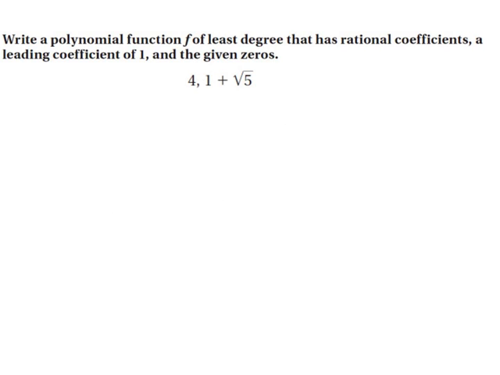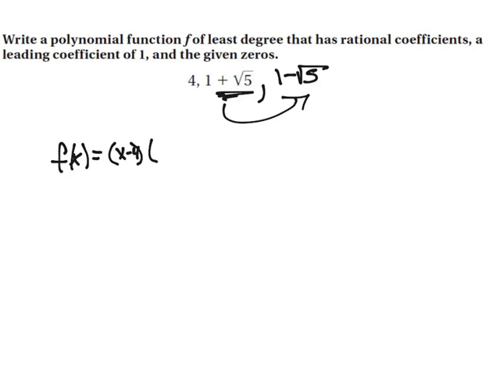But sometimes you're going to have irrational ones, like this one. 1 plus square root of 5. Well, if there's a rational of that, then there is the irrational of it. There's the other irrational of that, of 1 minus square root of 5. So if you get an irrational, you're going to have to find the other irrational, which just means it's the conjugate of that. Okay, so then we need to set this up. So f of x equals x minus 4, x minus 1 plus square root of 5, x minus 1 minus square root of 5.